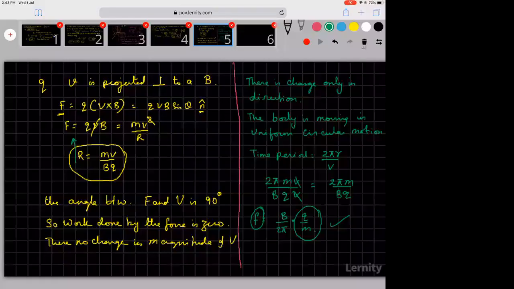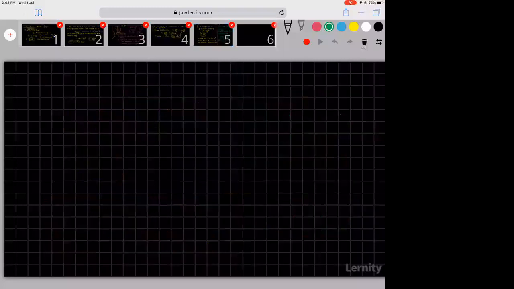Now somebody is asking me, sir, can you tell me intuitively why the velocity and time period are not dependent? Very simple. If you push a particle with a high velocity, it travels a bigger circle. If you push something with a smaller velocity, it will travel a smaller circle. Now the time taken will depend upon the velocity, but the velocity is high, so it makes up for it. That is what I'm trying to say.